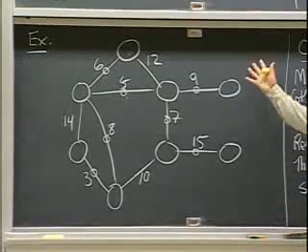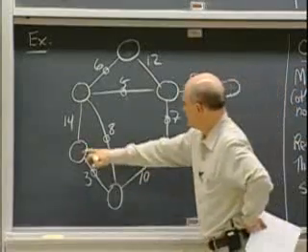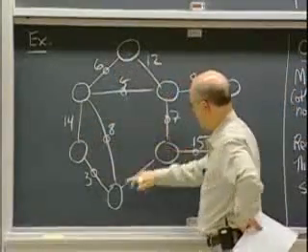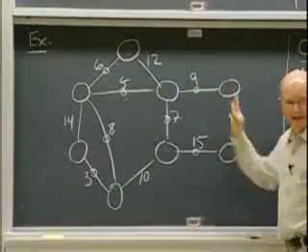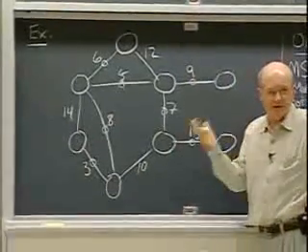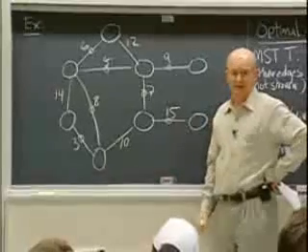So no matter how I choose, I could make this one in, this one out, this one in, this one out. Take a look at what all the edges are. Whichever one's the least weight, it's in the minimum spanning tree.